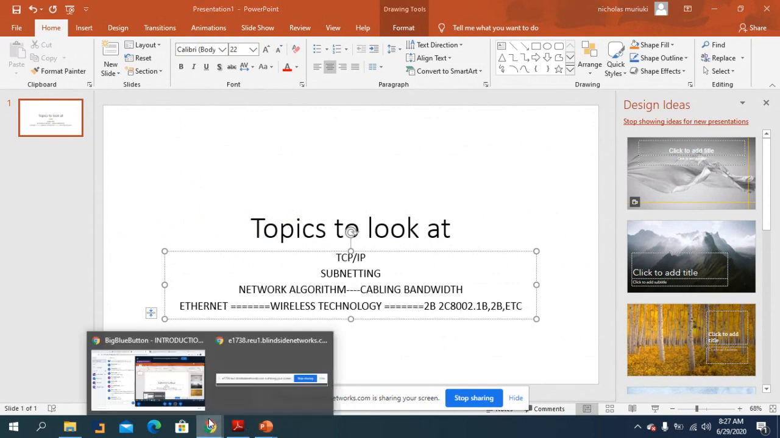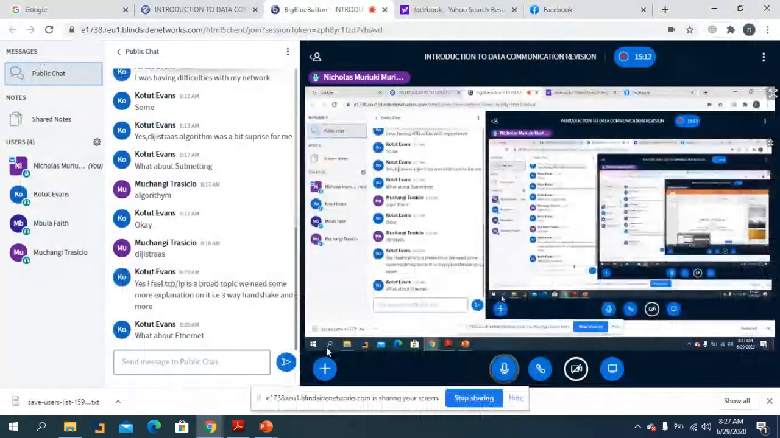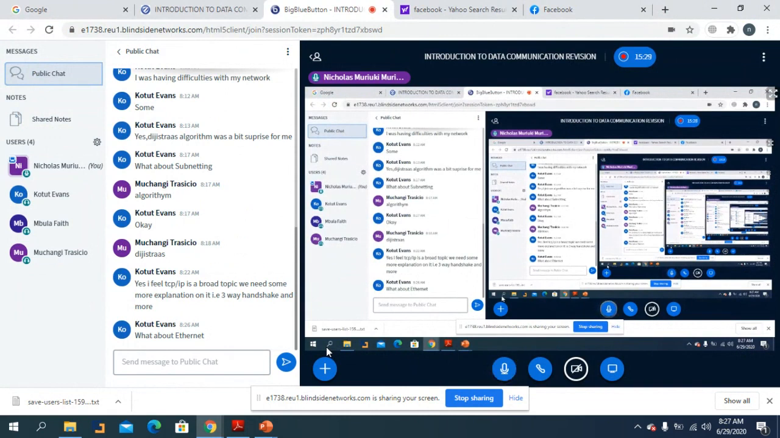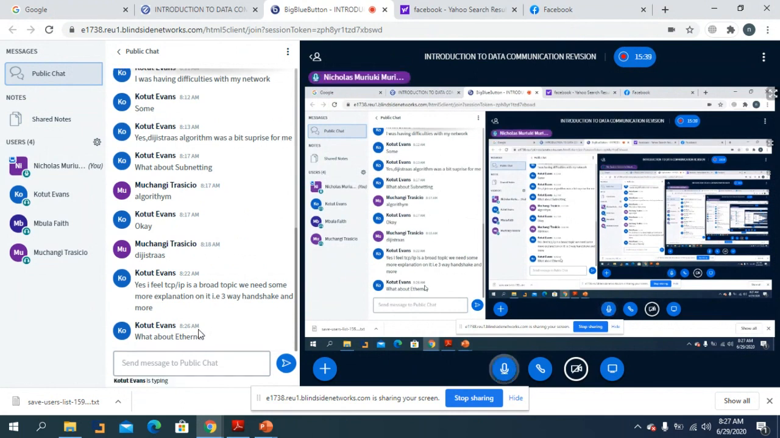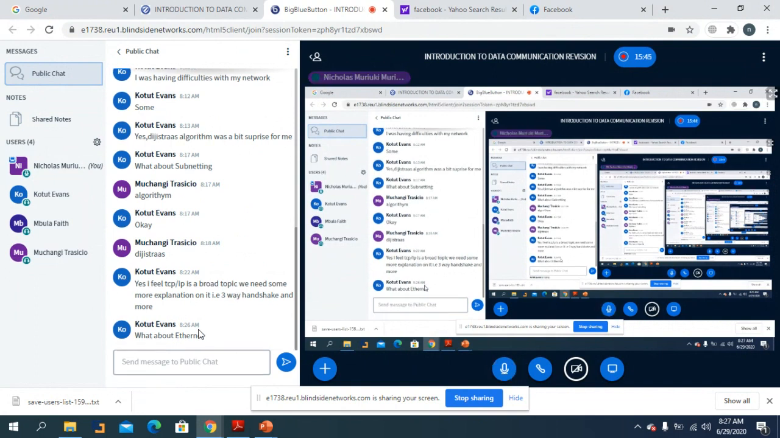Yes, Evans, so I think we will still cover that Ethernet. Mostly we will be looking at wireless communication, maybe when you're using cell phones and many other communication that we have. Maybe we are using the wired. What are we supposed to use as an Ethernet communication? So we'll still cover that. Any other, Evans? Faith? Mushangi? Yes, Evans.